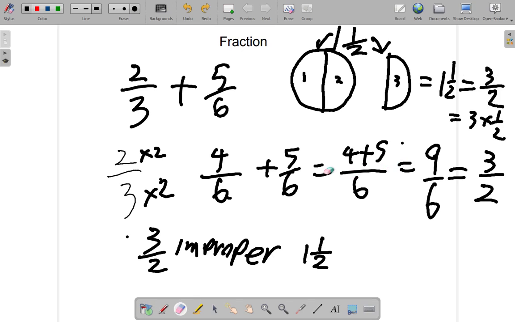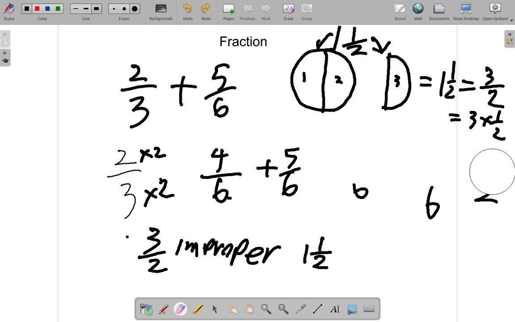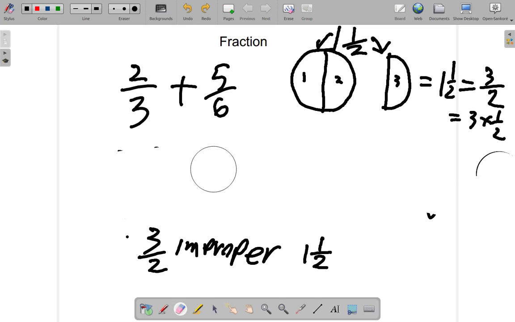Let me clear some of this and make some space. So therefore 2/3 plus 5/6 is really 3 halves, an improper fraction. When you have 3 halves turn into 1.5, you have a mixed fraction.